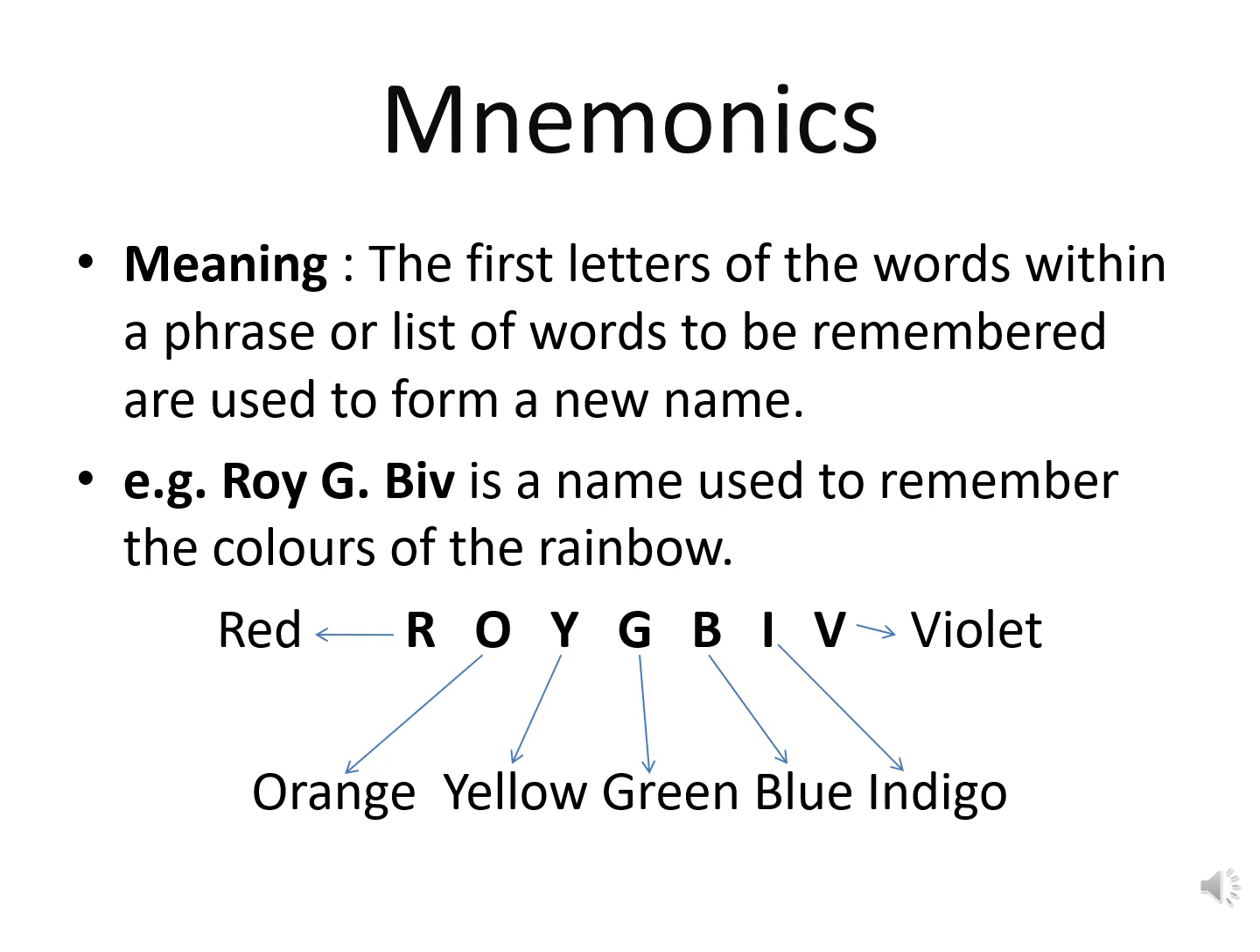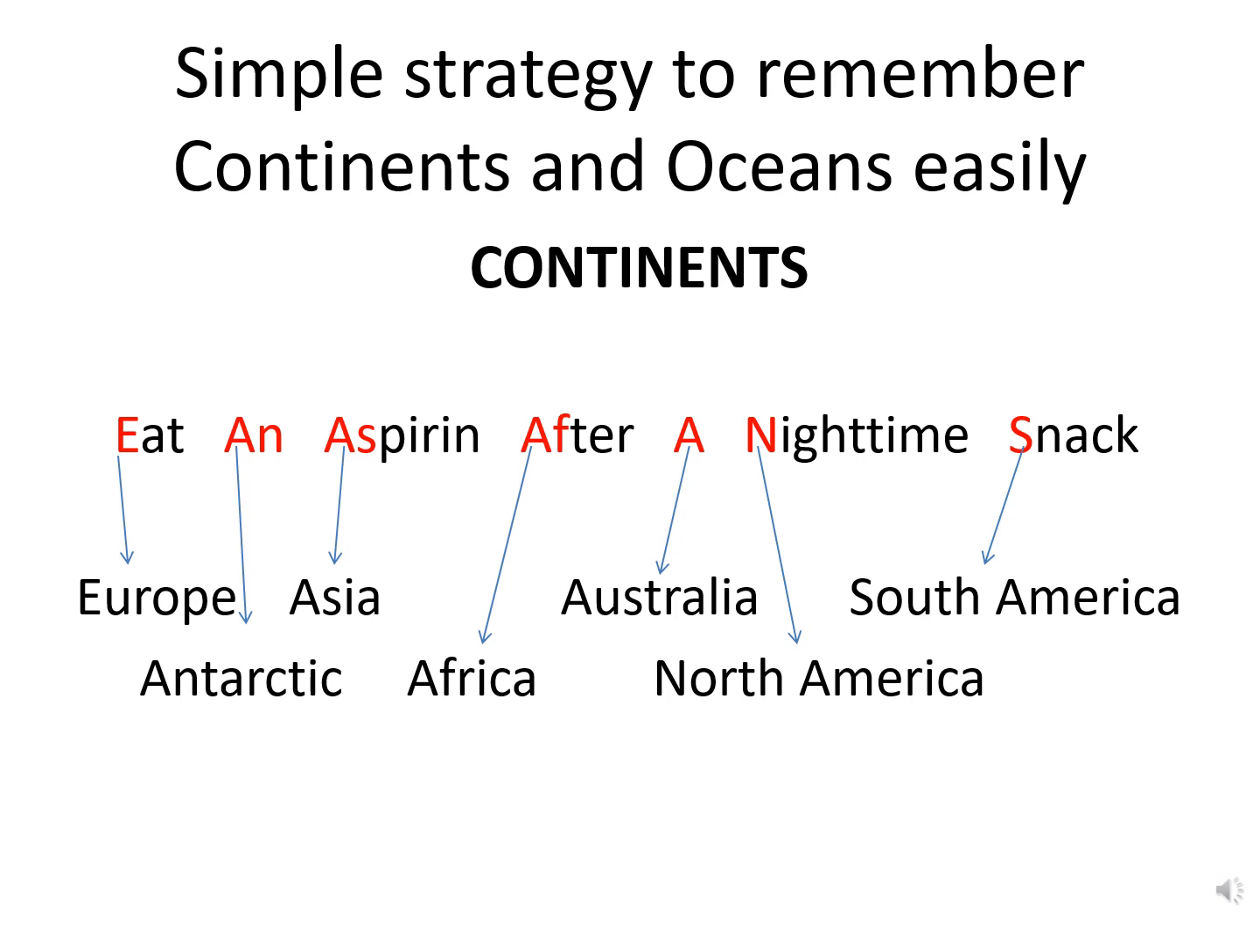R stands for red, O stands for orange, Y for yellow, G for green, B for blue, I for indigo and V for violet. Isn't it a very exciting game which you can make to remember any of the contents which you find difficult to remember? Let us use this simple strategy to remember the names of continents and oceans easily.